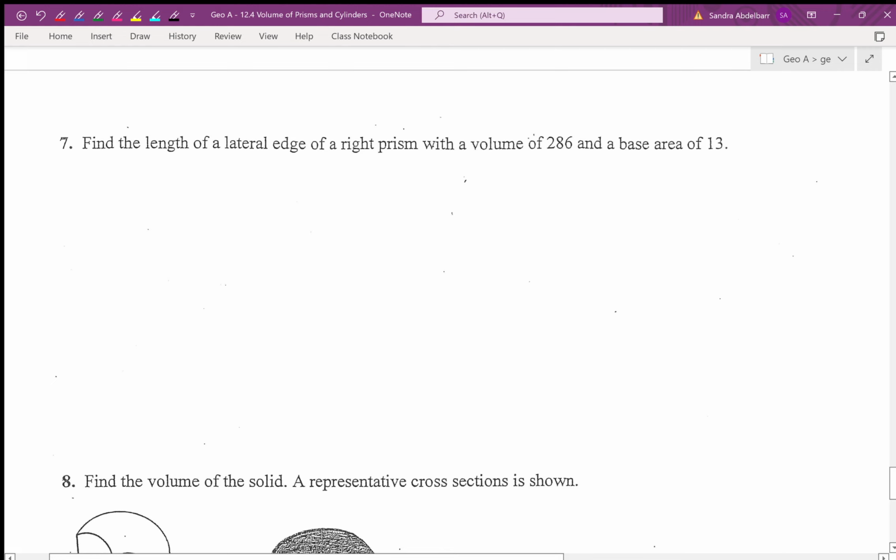So number 7, find the length of a lateral edge of a right prism with a volume of 286 and a base area of 13. Okay, so first thing I recognize is they say in the same problem, volume and prism. So what do we know? The volume of any prism is area of the base times the height.